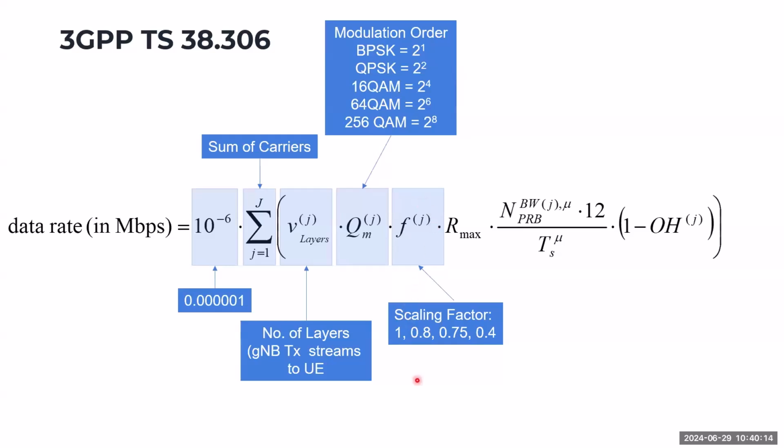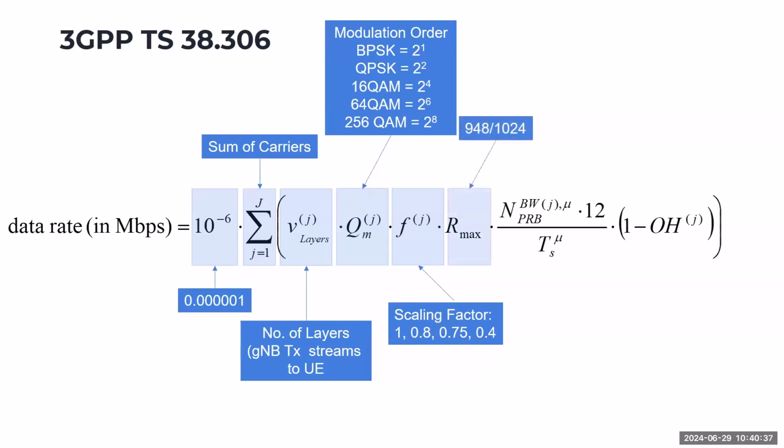Scaling factor, it depends on the frequency, if you're using FR1 or FR2. So the 3GPP standards put in a baseline for the scaling factor to use: 1, 0.8, 0.75, and 0.4. Okay? So 3GPP already did that so that we can have a guideline.